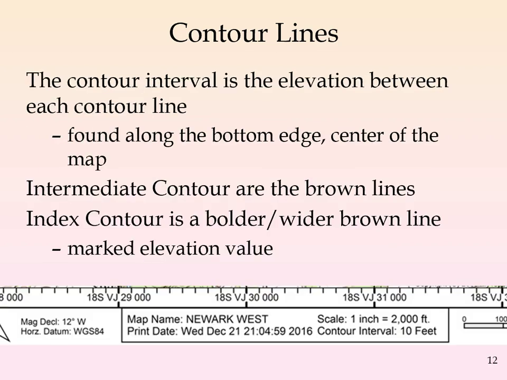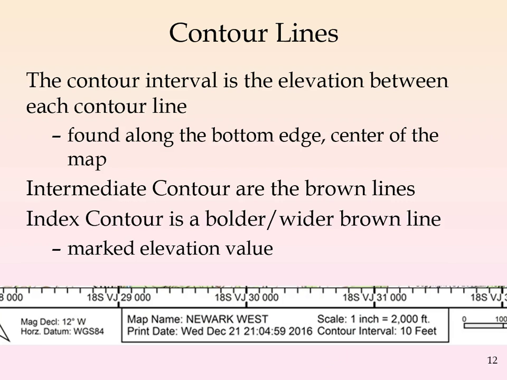The contour interval is the elevation between each contour line. Typically on a topo map, it's found along the bottom edge in the center. So here's the bottom part of a topo map, and this is the center part, and up here is the contour interval. On this particular map, it's right below the scale, and the contour interval is 10 feet. That means there is a change in elevation of 10 feet between each contour line.